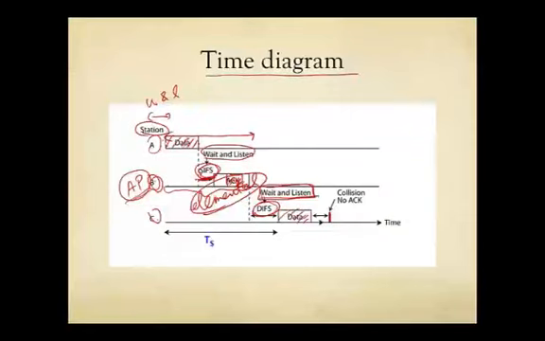Everybody else who wants to transmit has to wait DIFS, a much longer period of time. So actually C is also waiting. C says, hey, nobody's using the channel now. I can wait and try to send.